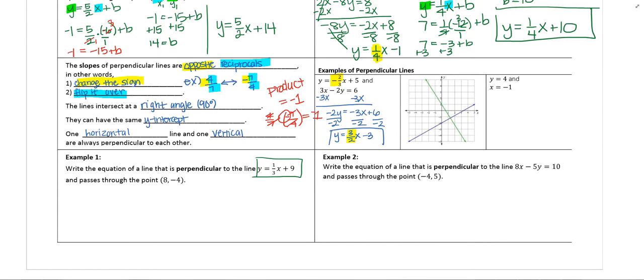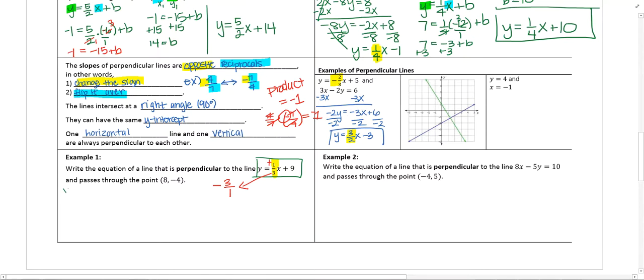So your first step is to look for the slope. Our slope is 1/3 because this is in slope-intercept form. But that's not the slope I'm going to use. I must first change this slope. So I'm going to flip it over, change the sign. So if this one's a positive 1/3, my slope is going to be -3/1, or just -3. The rest of this is exactly the same.